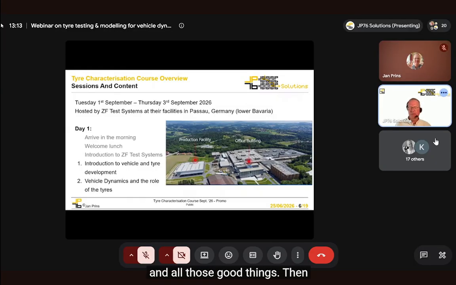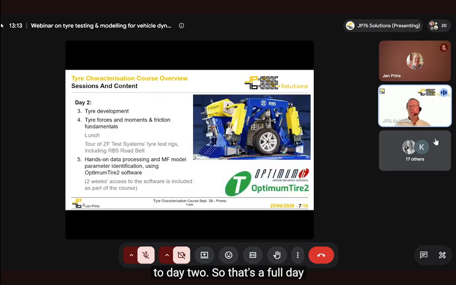Then we'll do the introduction to vehicle dynamics and the role of tyres, which Mike has done in the past and Damien will do this time. And then we go to day 2, a full day at the ZF test development facilities. In the morning we'll do another couple of the standard sessions.